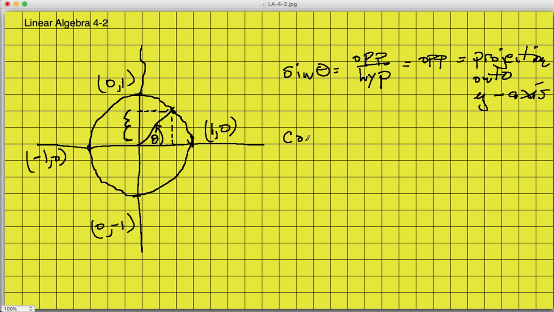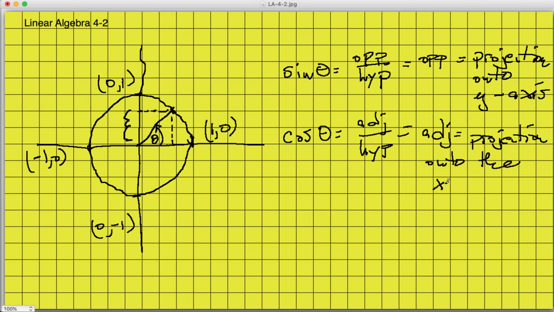Likewise, if I were to come over here and say to you, what is cosine of theta? Well, cosine of theta is equal to the adjacent over the hypotenuse, but in this case, it's just going to be the adjacent. And that is just going to be equal to this length over here, between here and here. In other words, I take this point and I project it onto the x-axis. This is equal to the projection onto the x-axis.